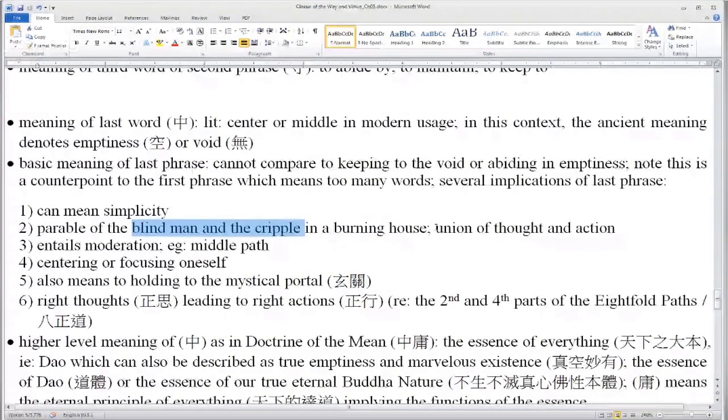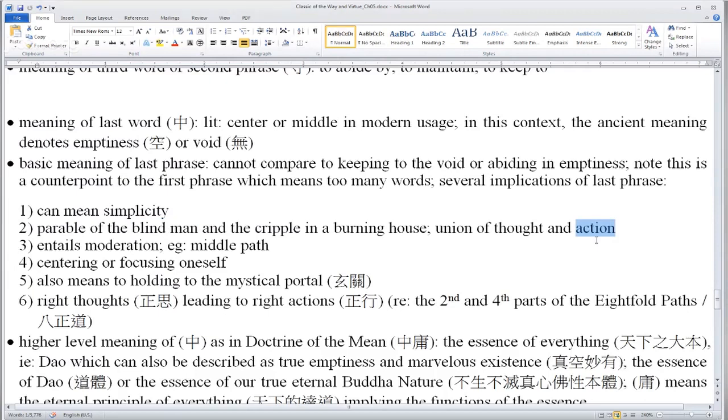Now the thought is represented by the cripple, because he can see in this case. He can see, and he can think, say, we better stop arguing, because I can see that there's fire all around us now, and it's going to burn us to death. So we better do something about it. The blind man, because he can't see, will not see how dangerous the fire is. But he can move, so he represents the action.